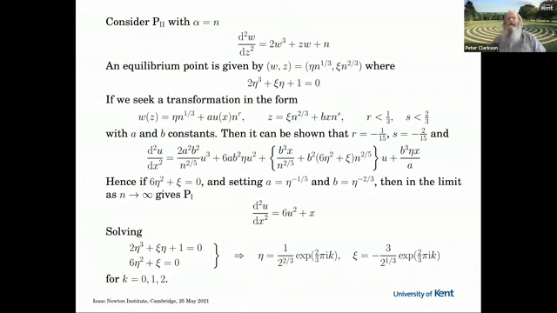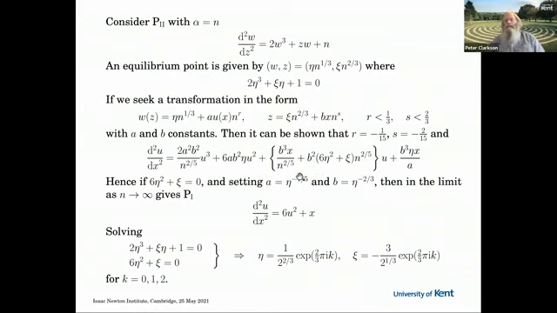And then if we look at a transformation of the equation around this equilibrium point, and I'm going to assume that R is less than 1/3 and S is less than 2/3, then you can show that R has to be minus 1/15 and S is minus 2/15 by just using a maximum balance argument. And then you get this equation here.